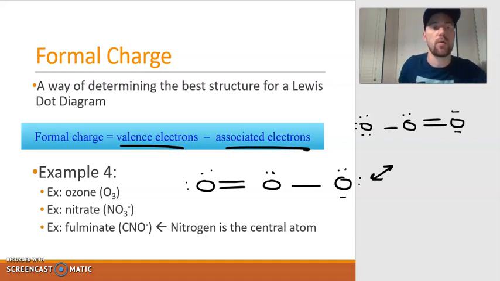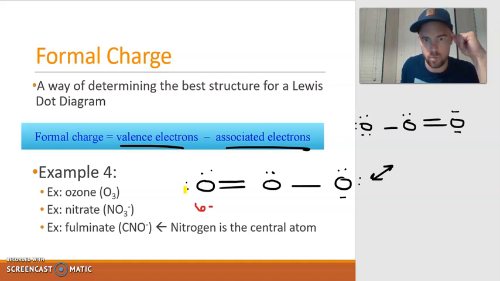What I want to do is calculate what is the formal charge for every single atom. So there's 6 oxygen atoms between these 2 drawings, because you have to do it for both drawings. What's the formal charge? Okay, so here's how you do it. Let's take a look at this oxygen right here. First of all, how many valence electrons does oxygen have? It has 6. Minus, how many associated electrons does this oxygen have? So what do I mean by that? Well, associated means how many electrons are assigned to that particular oxygen.